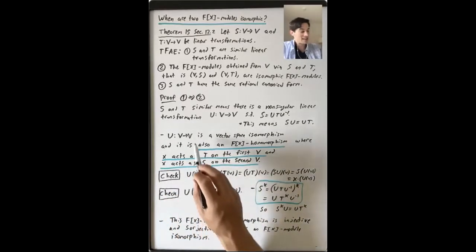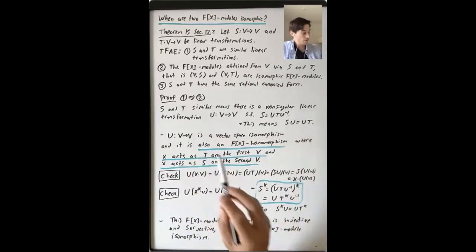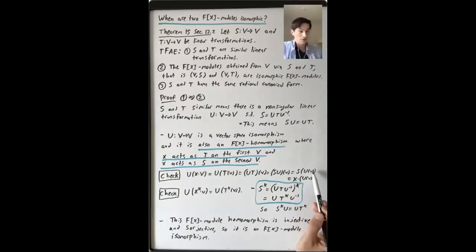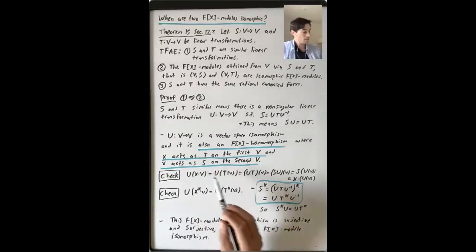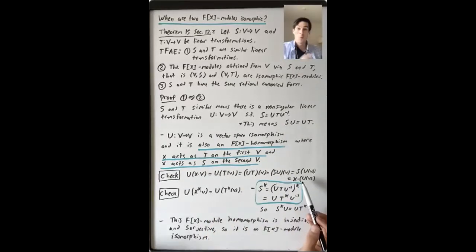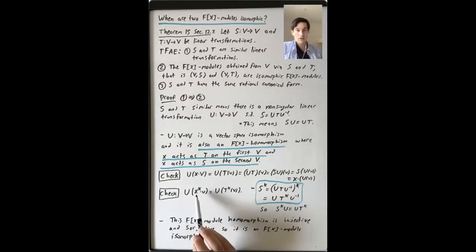X acts as S on this second V. So S of U of V is X acting on U of V. So this is the kind of thing that we need to check. But we don't just need to check it for x to the first power. We need to check it for any polynomial P of x. So, OK, how do you go from the first power to a higher power?